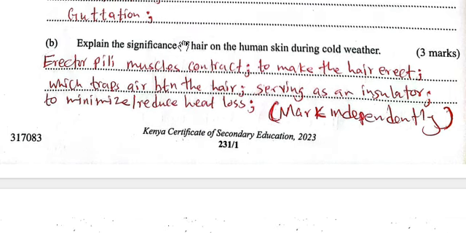Part B, explain the significance of hair on the human skin during cold weather. During cold weather, the erector pili muscles contract to make the hair erect, which traps air between the hair, serving as an insulator, and this helps minimize or reduce heat loss.